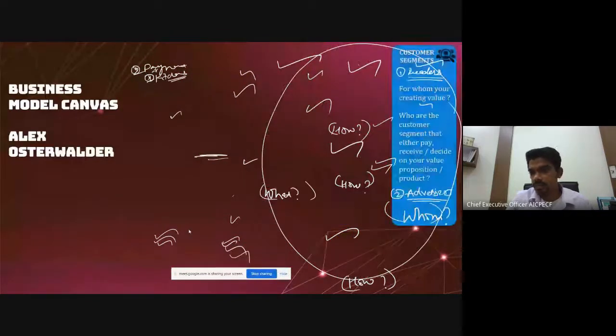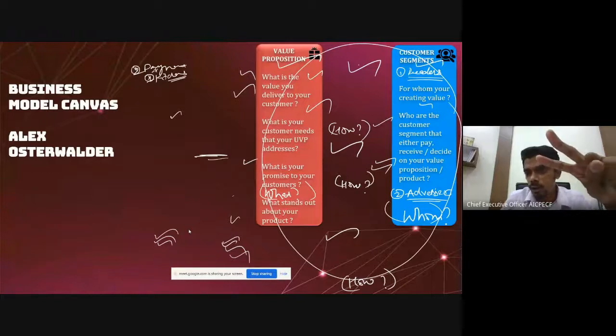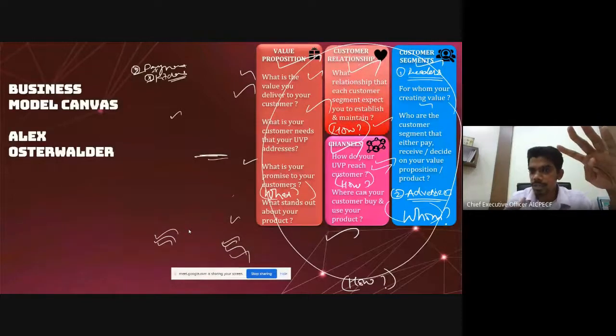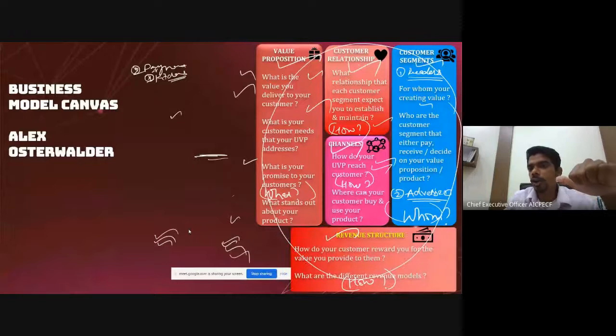So first, we start with the customer segment. Who is your customer? Second, what is the value that you're going to create for your customer? Third, in which way you're going to reach your customer? Fourth, what kind of relationship you're going to have so that the customer is retained? Fifth, how you're going to get the revenue from these customers and the value that you have created. With this, the right hand side is over.